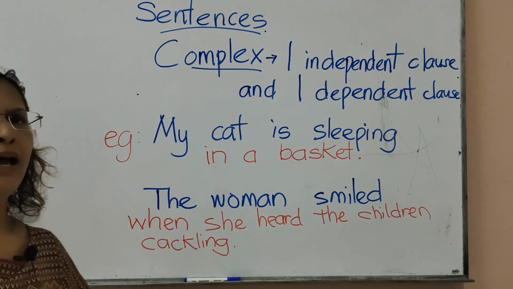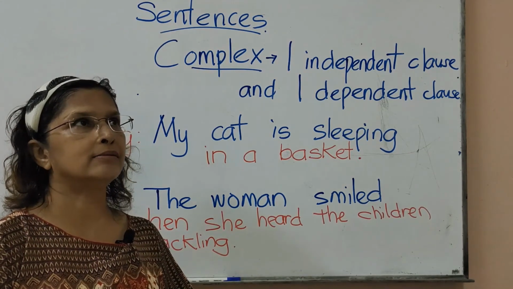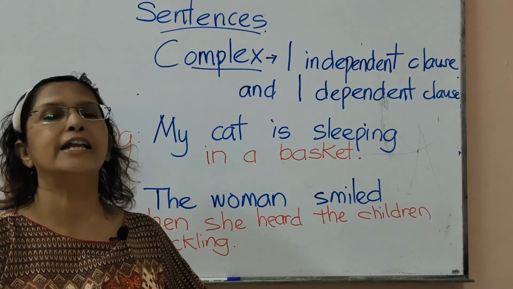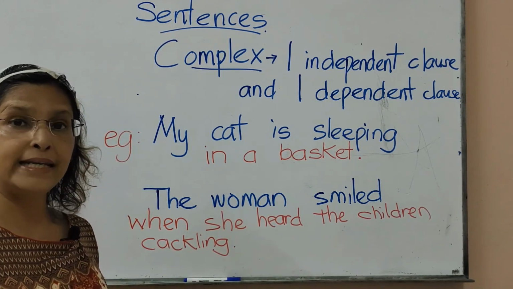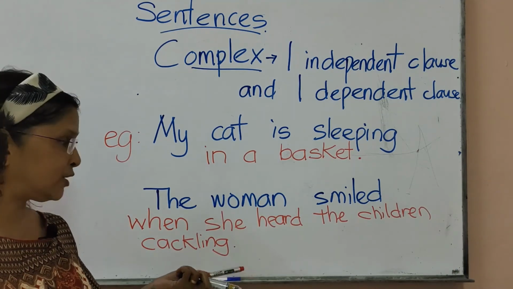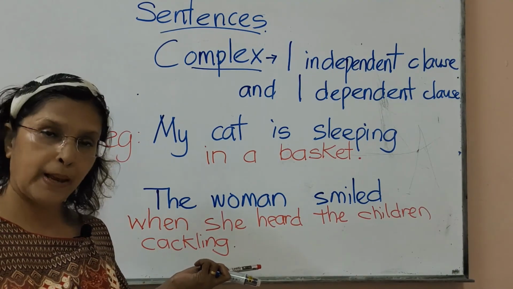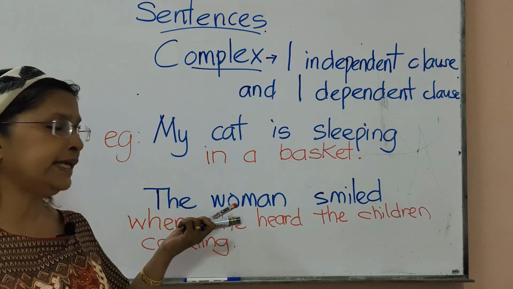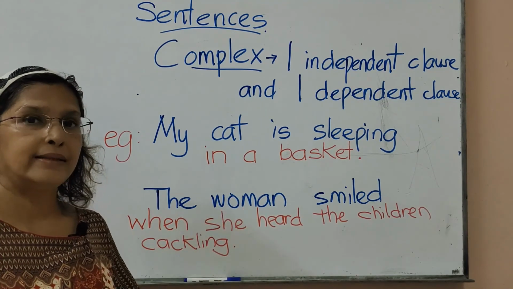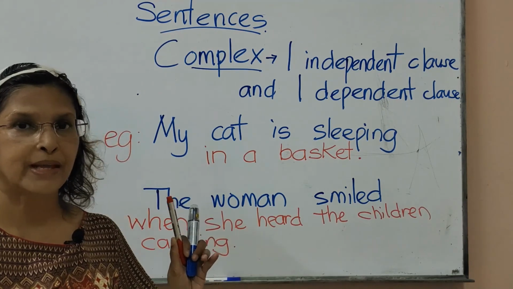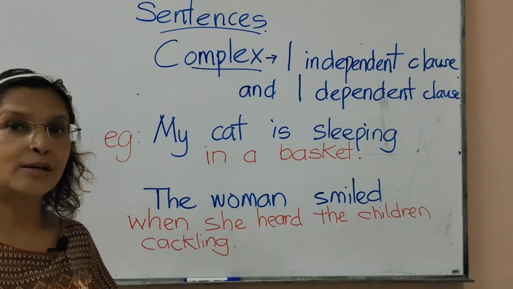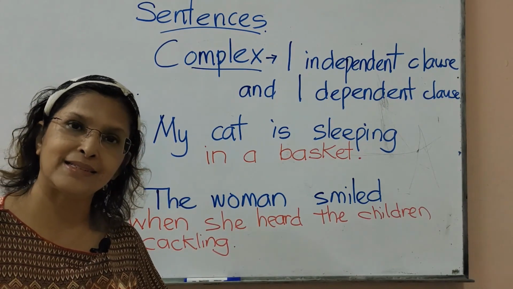So can I just say, when she heard the children cackling? Is that a complete sentence? No, it's not. So that is why that is called a dependent clause. A dependent clause. The one in the red is the dependent clause, but the one in blue, that one can stand on its own. Yeah? So that is complex sentence.